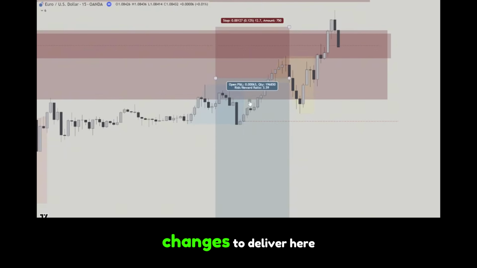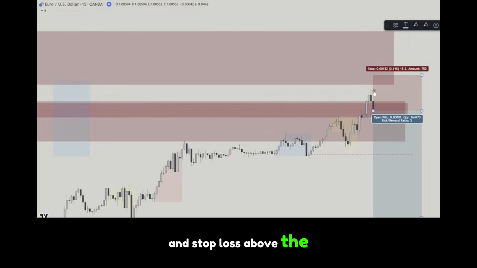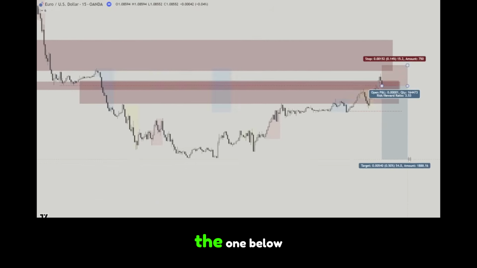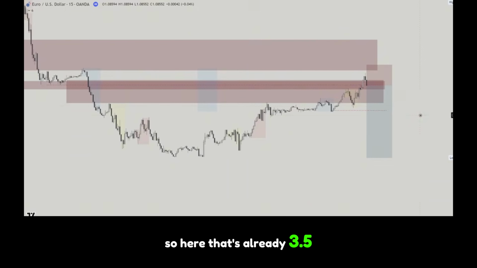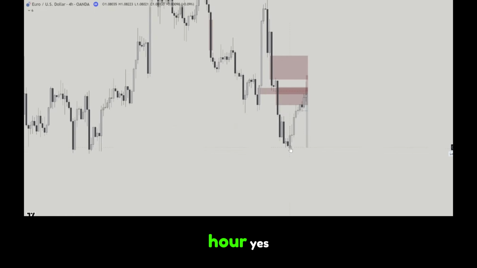Actually, we got our change in delivery here. So the real trade would be from here and stop loss above the candle high, right? And then we're going to target the same target, the one below here. That's already 3.5 to 1. And we can actually extend it to the 4-hour. And we can see the 4-hour, yes, right here.